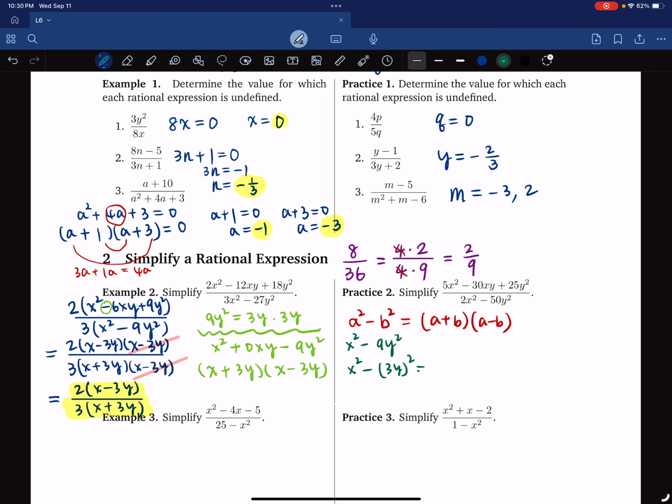And then from there, you could apply the formula that I have right here. It's simply a plus b, where a is x and b is 3y, times a minus b. A is x, b is 3y. So this will be a much quicker way to factor expressions like x squared minus 9y squared. As you can see, this one is the same as what we did before: x plus 3y, x minus 3y.